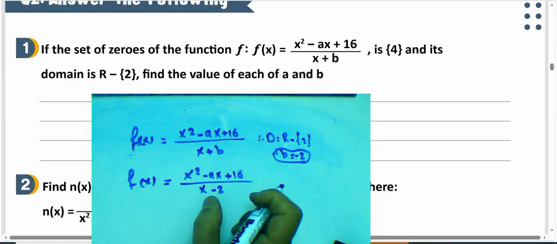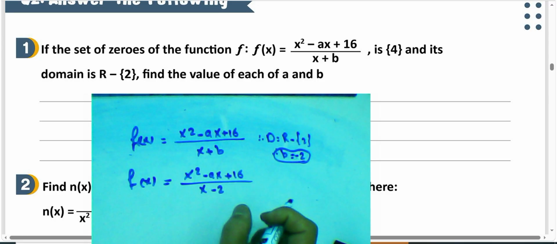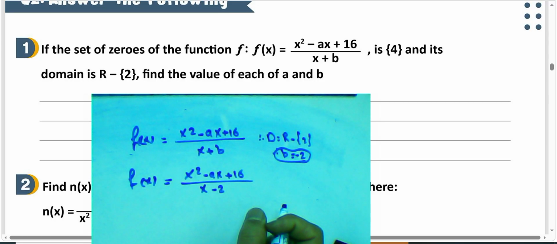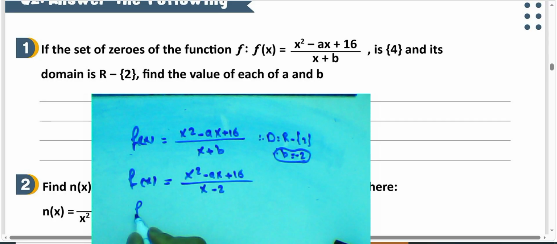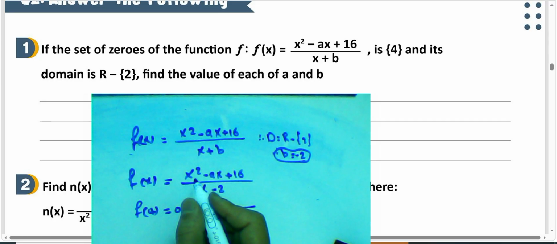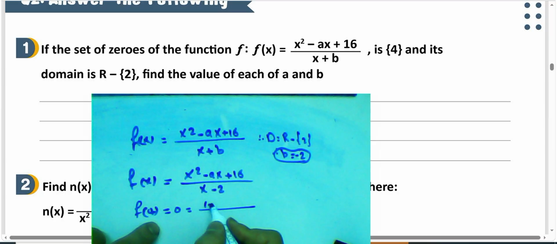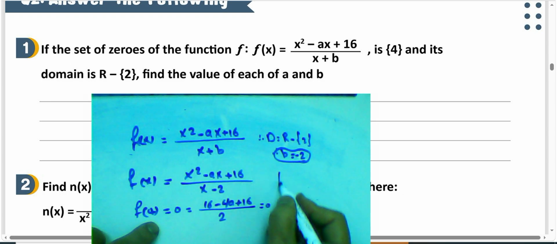That's good, because 2 minus 2 is zero, then the value of b will be negative 2. Now he gives you in the example also the zero of the function equal to 4. Then f of 4 will be equal to 0. Then I will put the value here: 4 power 2 is 16, minus 4a plus 16 over 4 minus 2 equal to 0.